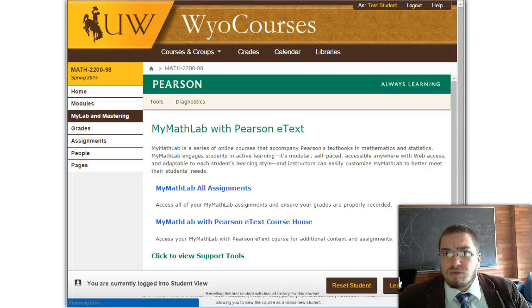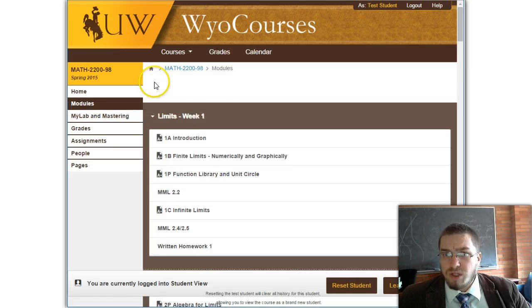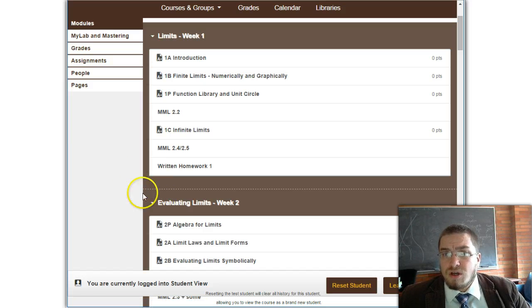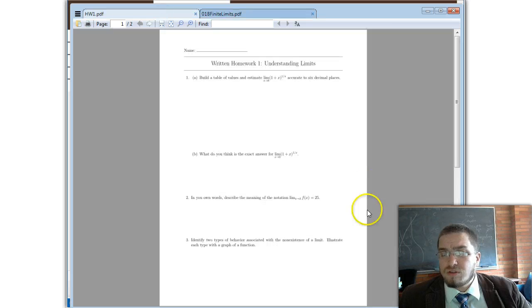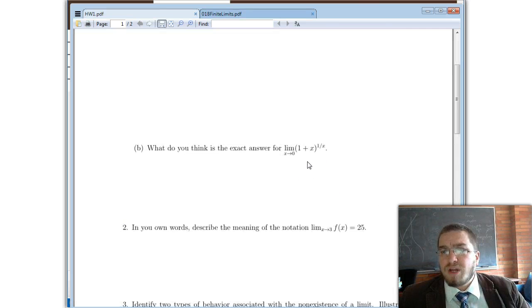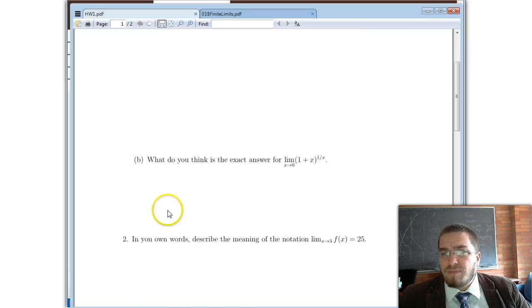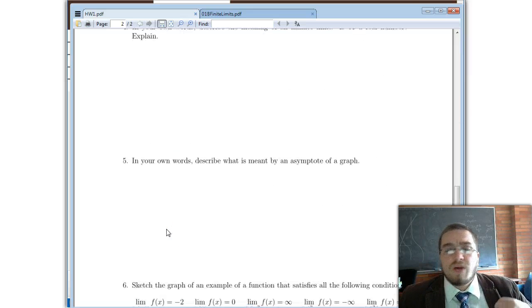Let's go back to the modules that we will have. At the end of each week or each lesson, there will be a written homework assignment that you will be required to do. These written homework assignments will be a series of problems for you to do. Okay, so here's the first one that I'm having you do. Written homework assignment number 1. I basically have you do a few problems.